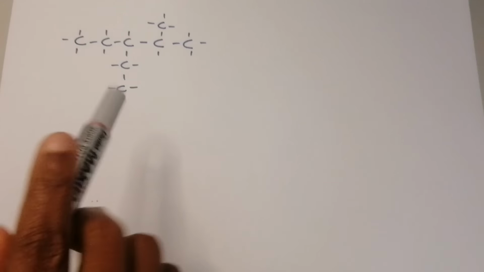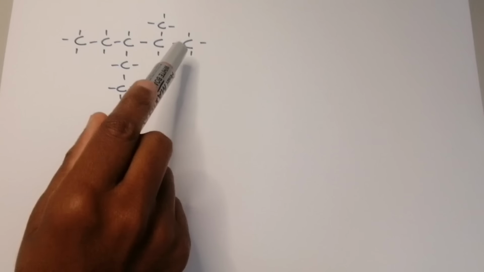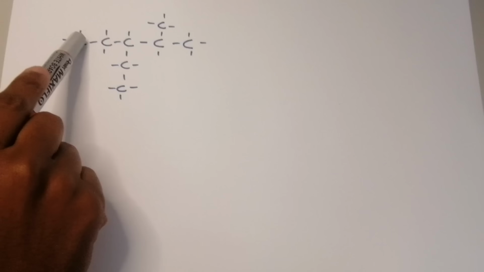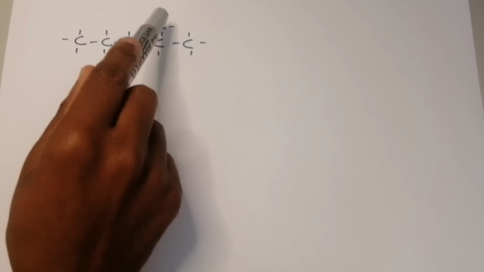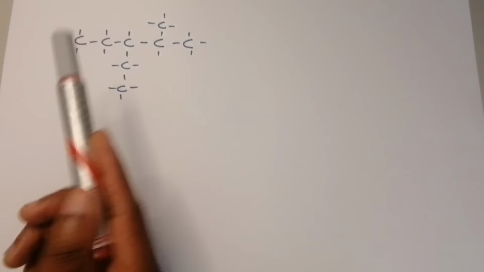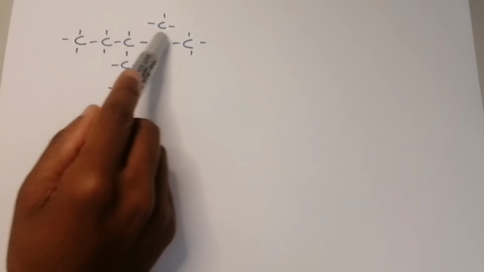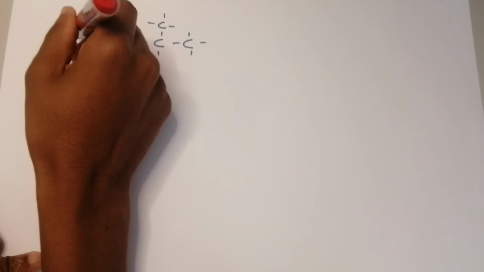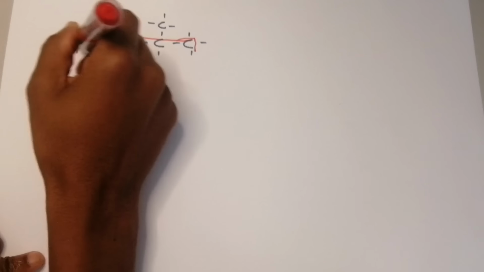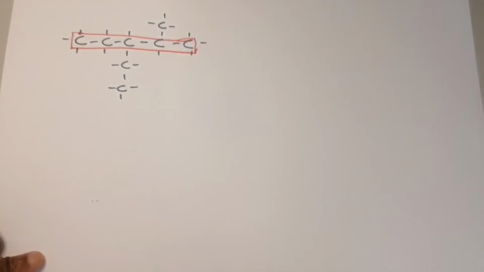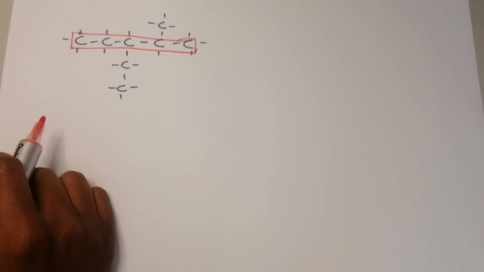So let's see which one is the longest chain. So I could have 1, 2, 3, 4, 5, right? I could have 1, 2, 3, 4, 5. Okay, 1, 2, 3, 4, 5. It doesn't really matter. This one still remains the parent chain. Okay, so let me go for the simplest one. The fact of the matter is the longest chain structure that we have is 5, right?